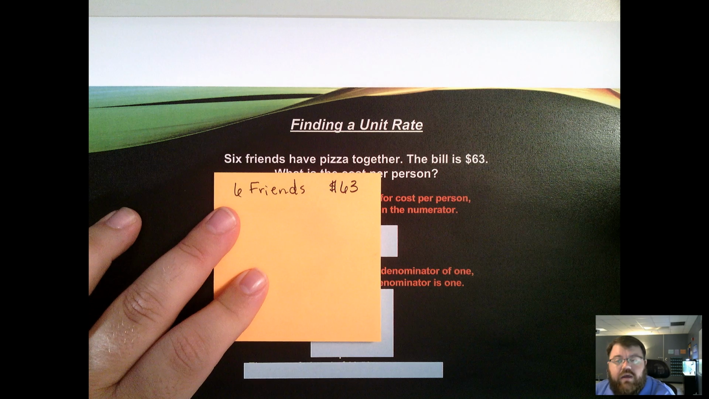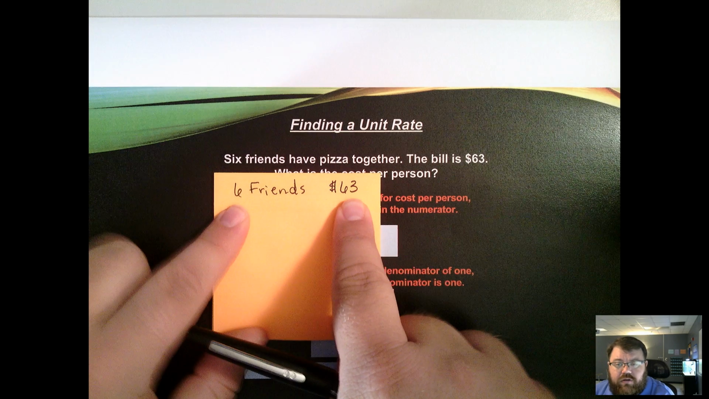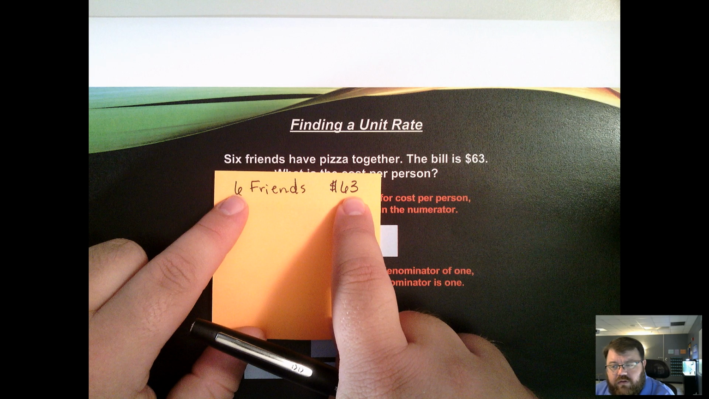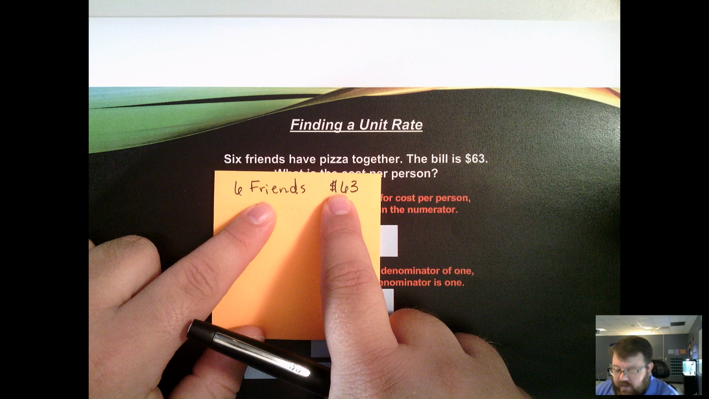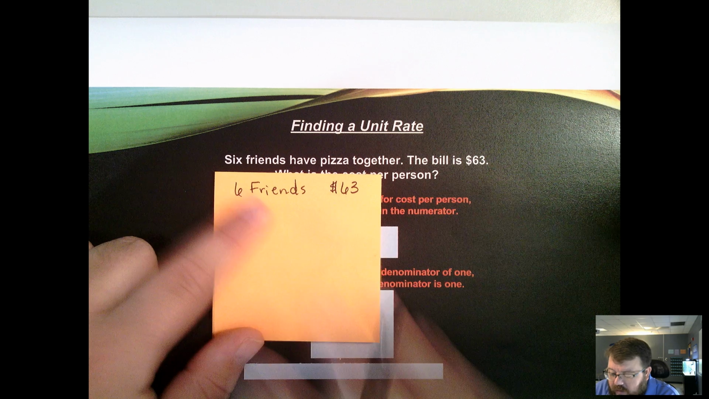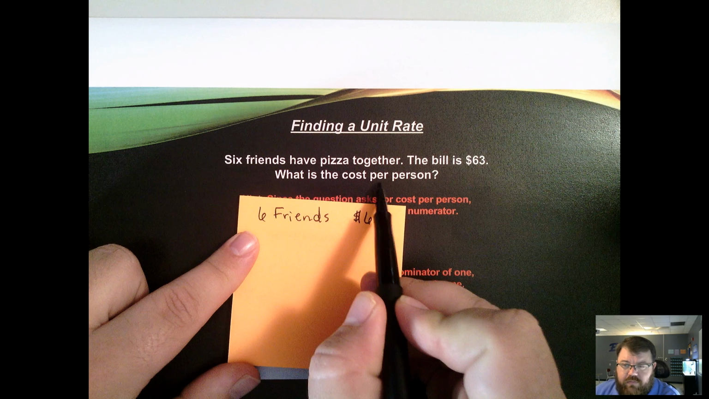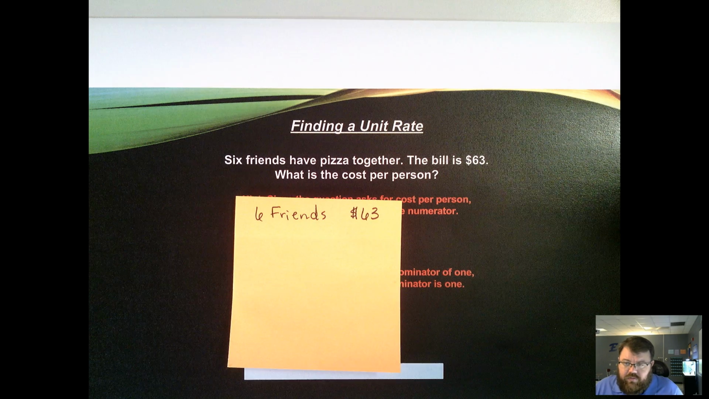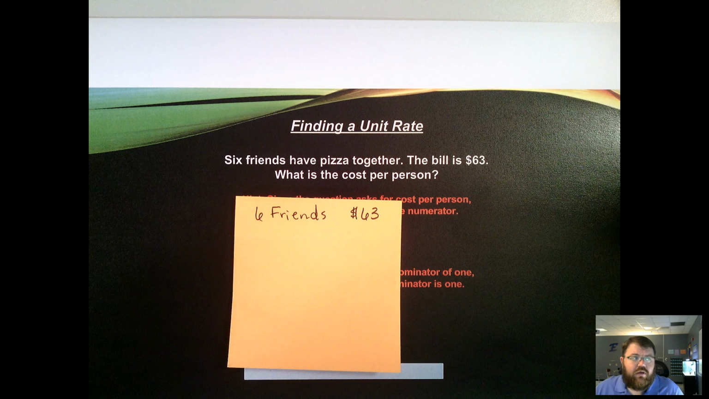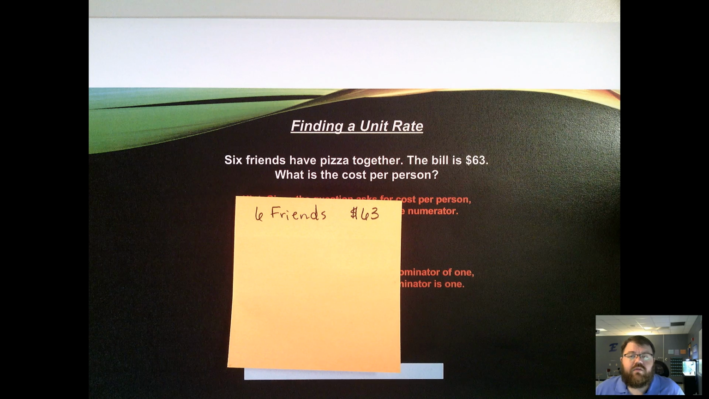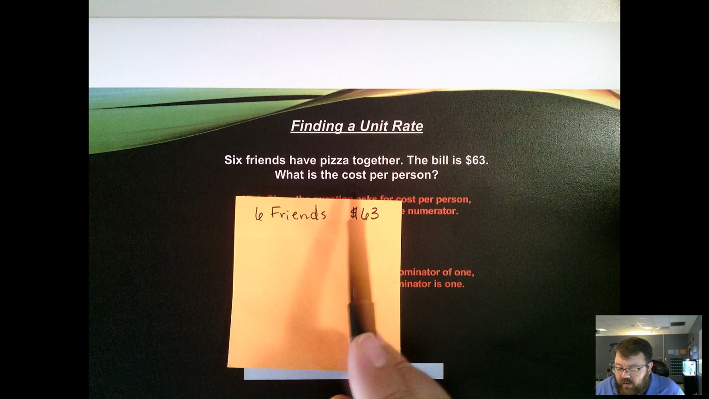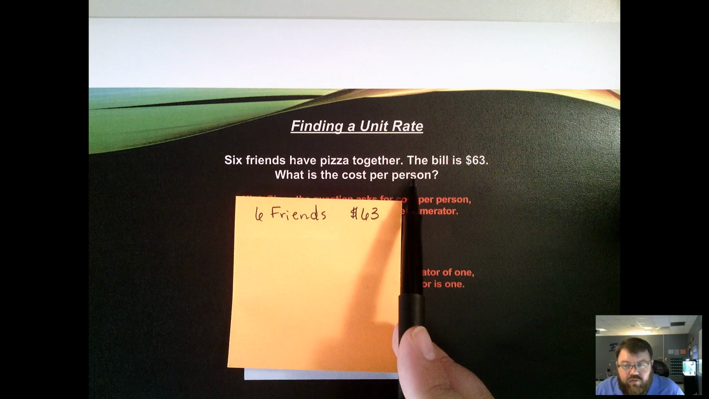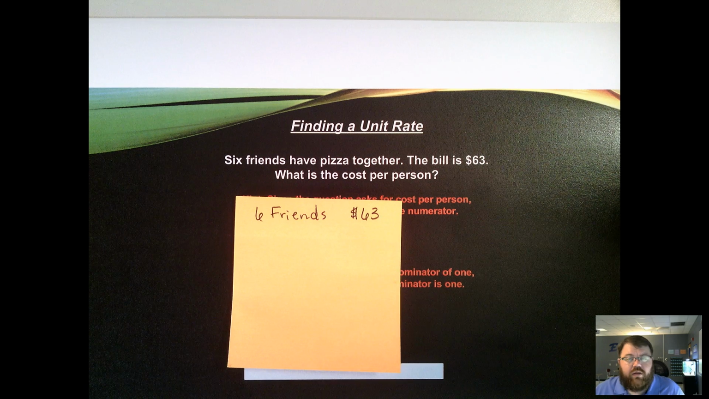Now at this point, you have a rate because you have 2 numbers and you have 2 units. 1 unit is friends, the other is dollars. What is the cost per person? Now, what we want to make sure we're doing is understanding what the word per means. Remember from our previous page, the word per means 1. So what is the cost for 1 person? That's your goal. 1 person.